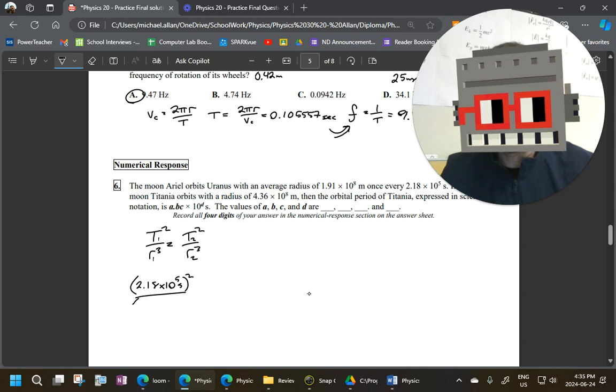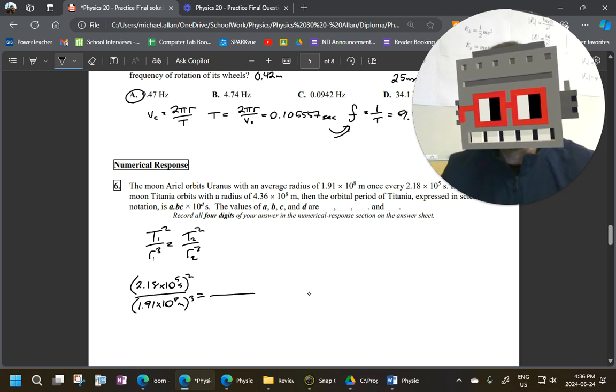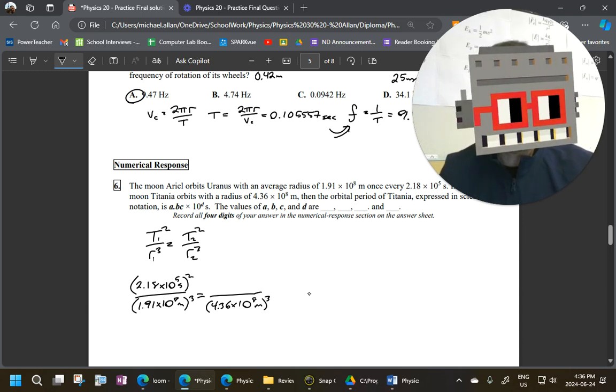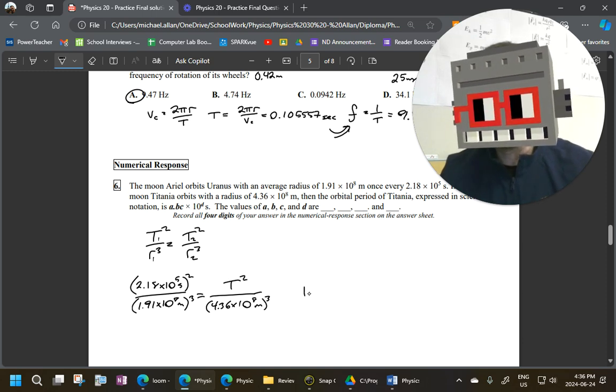So I got my period for one of them. Make sure you square that. Then I got my radius for that same one. And then on the other side, I'm going to put my new radius. So it's got a larger radius, so it's probably going to have a larger period. But it's not directly proportional. It's not like if I double one, I get double the other, because with these cubes and squares, everything's all messed up here. We're just looking for this period squared. So I'm going to cross multiply divide, making sure to take that square root.